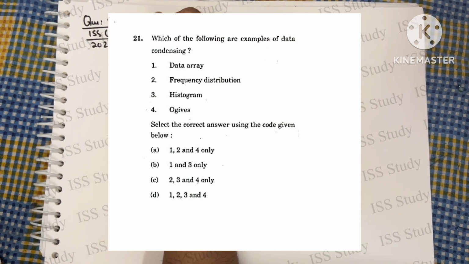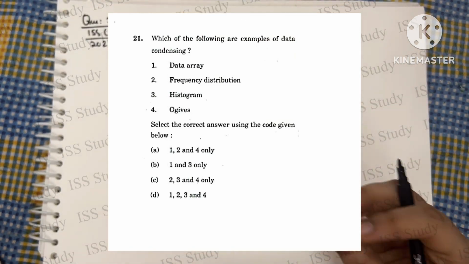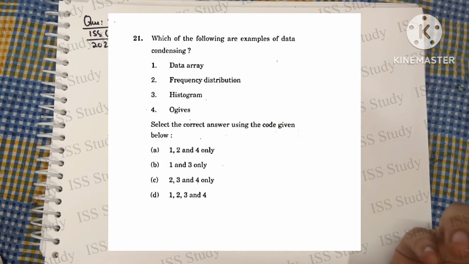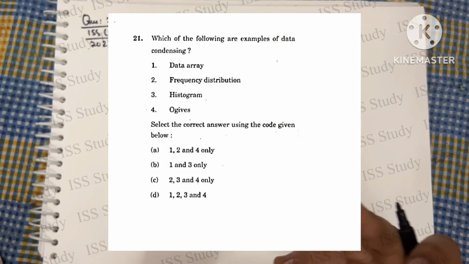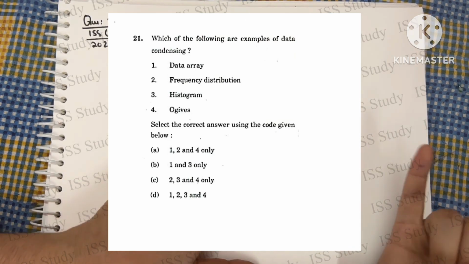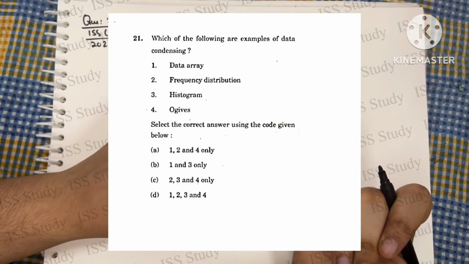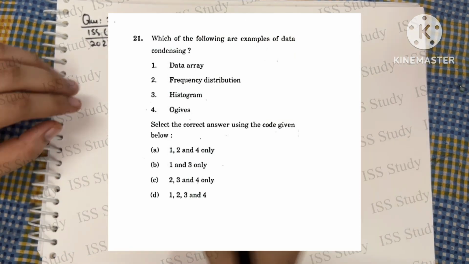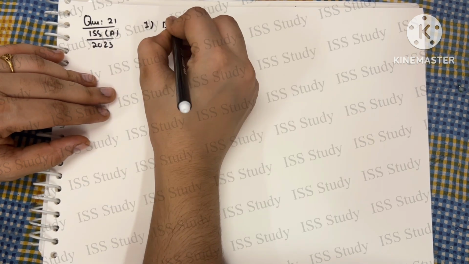You can see here in this picture. The first is the data array, the frequency distribution, the histogram and ogives, and the rest of the four options are given to you. You have to choose among them. Now I am going to discuss one by one what is a data array, the frequency distribution, the histogram and the ogives. So first is your data array.